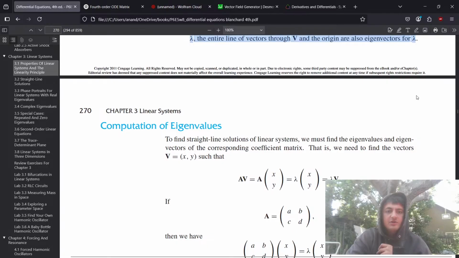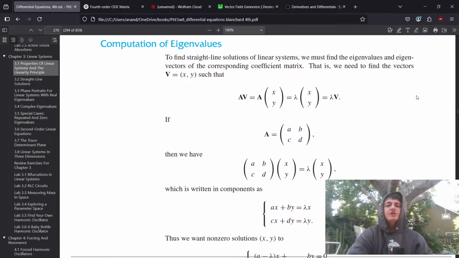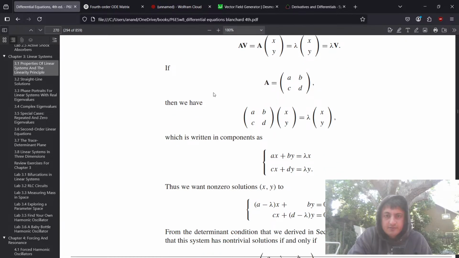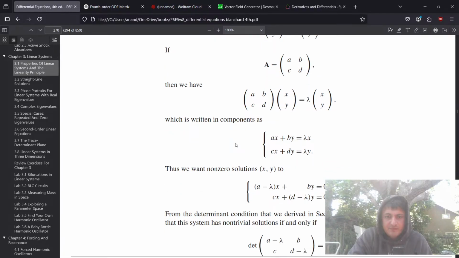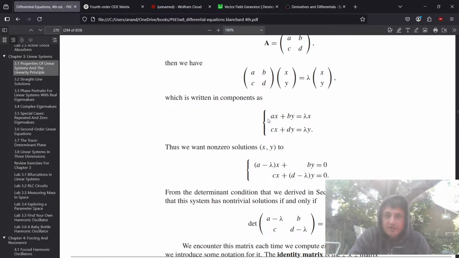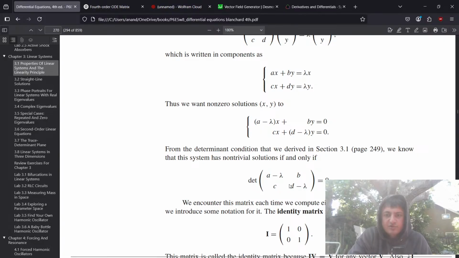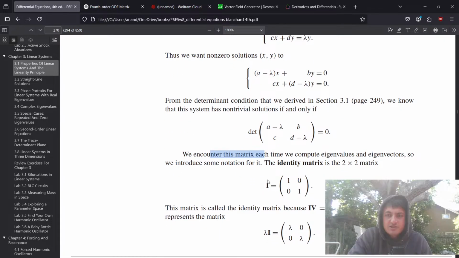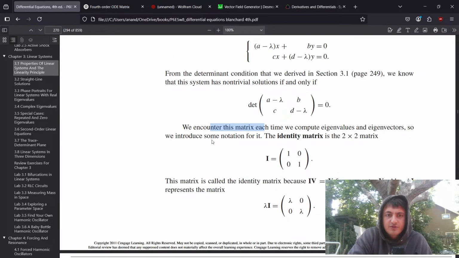Okay. Computing eigenvalues. To find straight line solutions of linear systems, we must find the eigenvalues and eigenvectors of the corresponding coefficient matrix. We need to find the vectors v such that Av is equal to lambda v. For a general matrix with entries a, b, c, d, we have the matrix times (x, y) is equal to lambda times (x, y). Then we can subtract off the lambda (x, y) from this side, and compute the determinant. We encounter this matrix each time we compute the eigenvalues and eigenvectors. We introduce some notation for it.